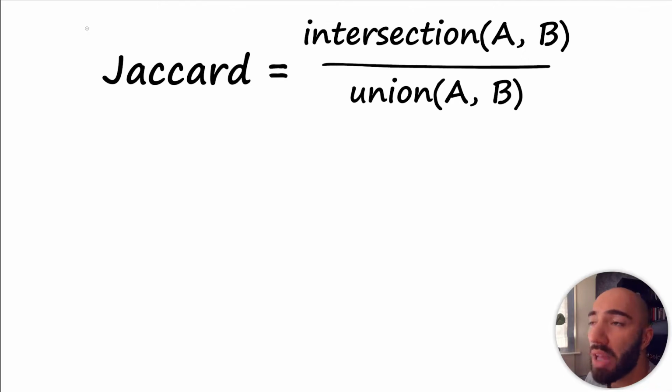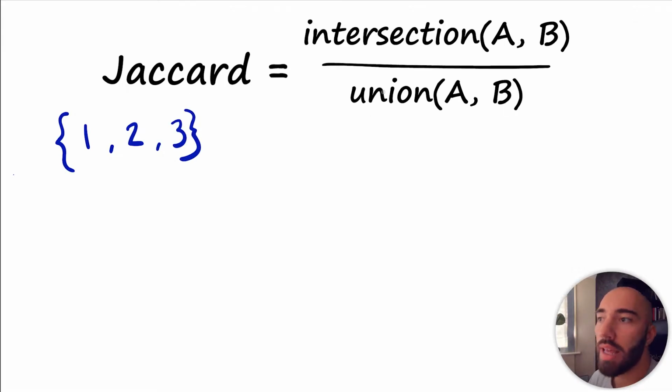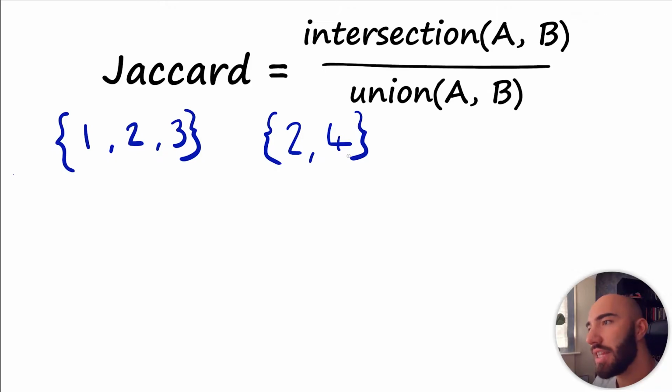Jaccard is actually super simple. All we have is the intersection between two sets. So we have A and B up here. These can be something like this. We'll just use numbers for now: 1, 2, 3. Let's say this is our set A, and we want to look at the intersection between that and another set, set B, which is maybe just 2 and 4. Our intersection is simply the shared items that both of these sets have. So we just have 2 here, so the intersection would be 1 item.